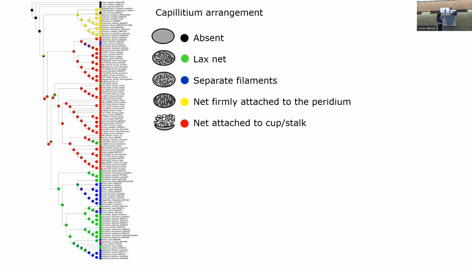The other reconstruction was the arrangement of the capillitium, which is divided into several types. This is the Arcyria-like type, a net attached to the stalk, and most of the Dianemataceae have this kind of capillitium attached to the peridium, and the separate filaments like in Trichia. What you see is that this dense net-like capillitium is reconstructed as the ancestral state not only for the Arcyriaceae and Hemitrichiaceae, but maybe for the Trichiaceae too, for the part of the Trichiales that includes all these three groups, which is an interesting thing to think about.